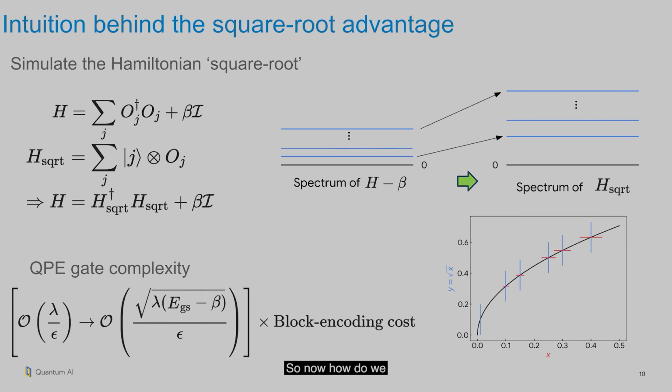So now how do we engineer this block encoding where the ground state energy happens to be close to lambda? One intuition here is to simulate the so-called square root of the Hamiltonian.